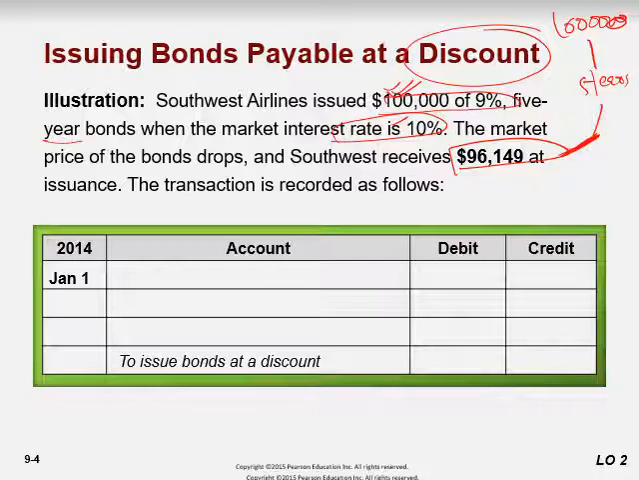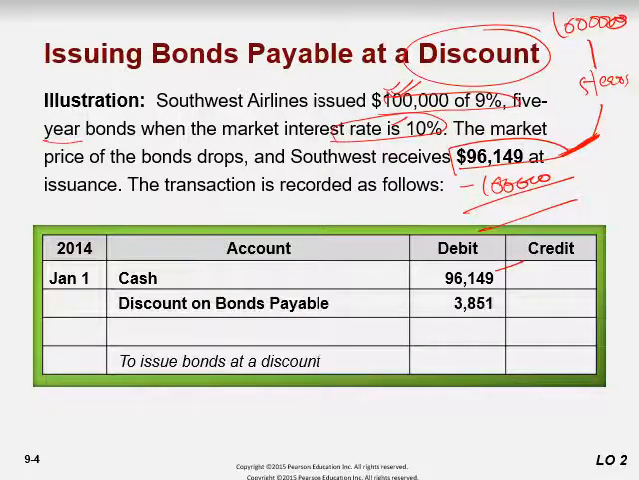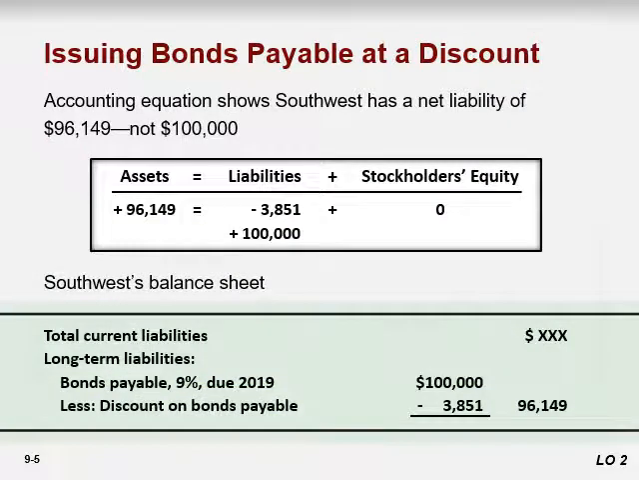So it means the entry would be that we receive cash and we record a discount. The entry would be cash 96,149. You receive that, and then discount on bonds payable. This is the difference between the amount received and the face value. But we create the liability according to what we will pay back in the future, which is the maturity value 100,000, right? Here we go.